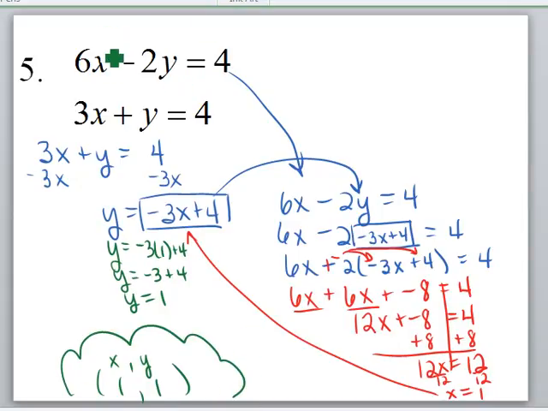Again, don't forget that you can try in those values. I'll do this one really quick. I get 6 minus 2, which is 4, and here I get 3 plus 1, which is 4. So they both work out, and I know this is the correct solution. So don't forget you can check your answer every time.